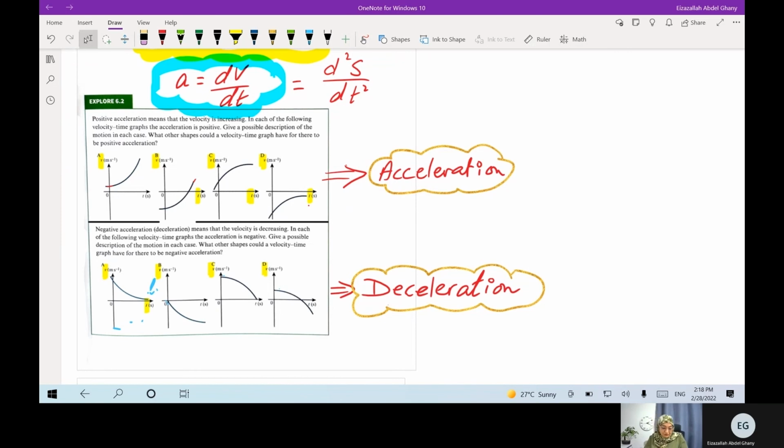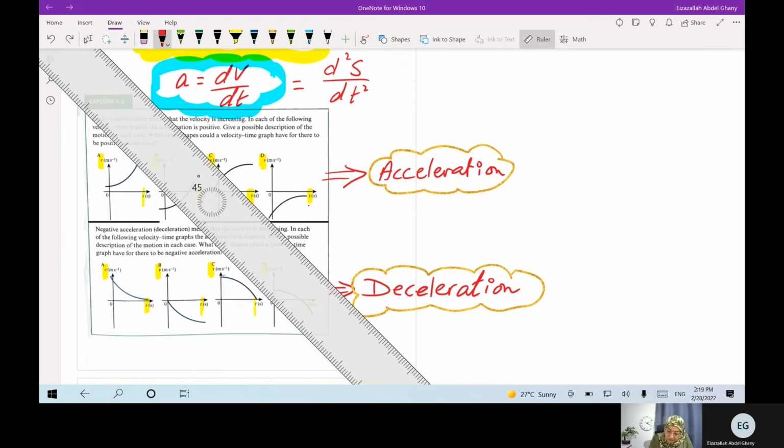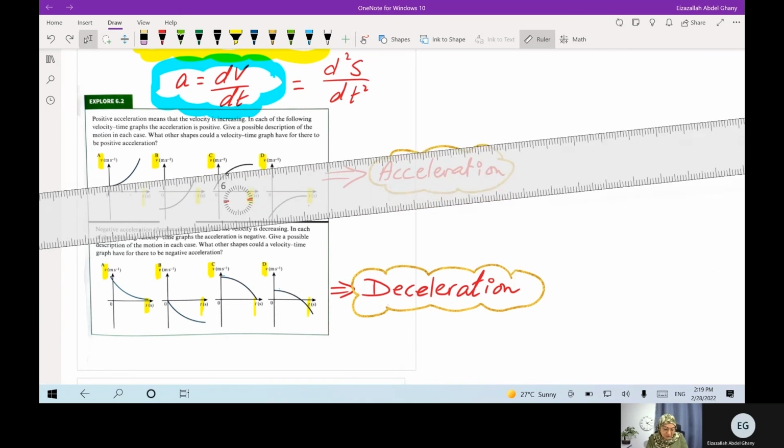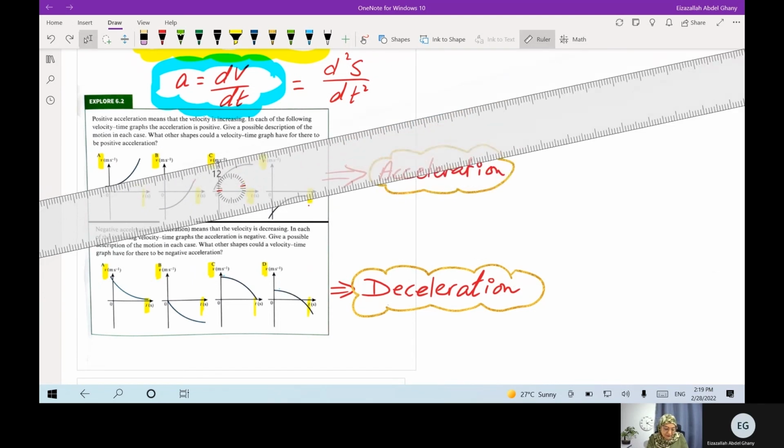The gradient of the curve, all these curves, as you see, they are velocity versus time. For the first curve, how can I know that velocity increases? You simply watch the x-axis and y-axis. In all these cases, it is acceleration because velocity increases with respect to time. But how to know that acceleration increases or decreases? Take your ruler and imagine that you're drawing a tangent. The tangent is almost horizontal at the beginning, then it becomes steeper and steeper.